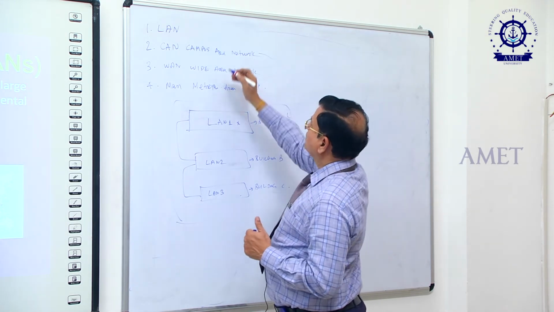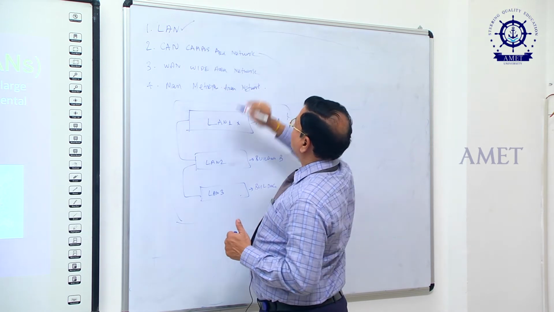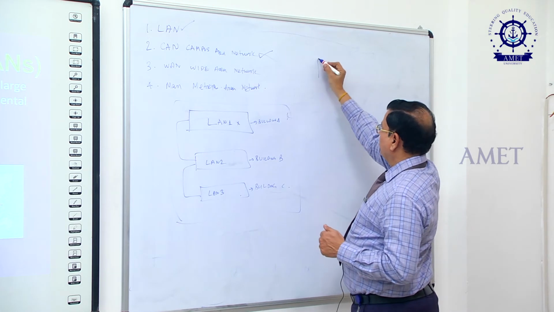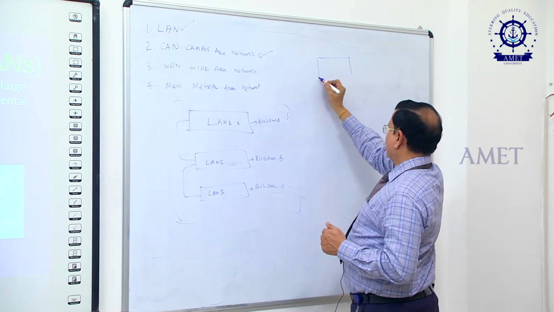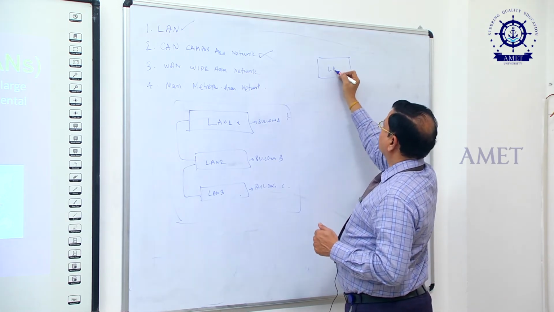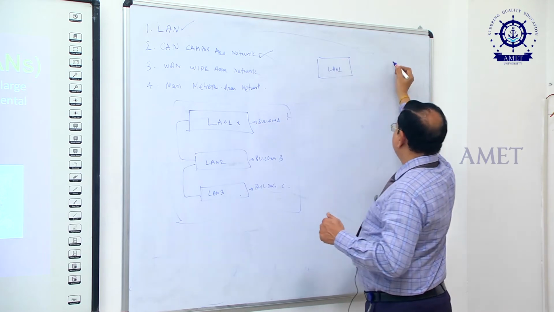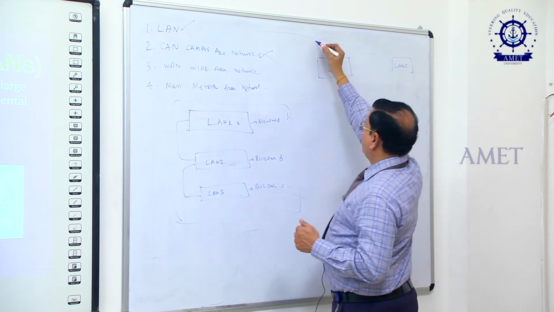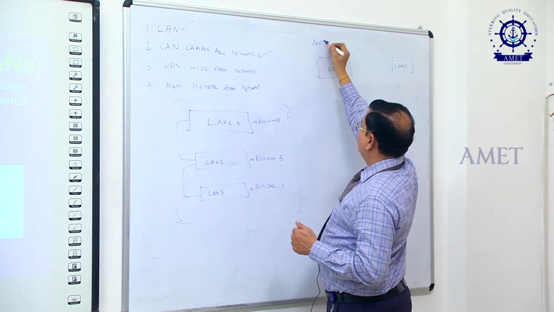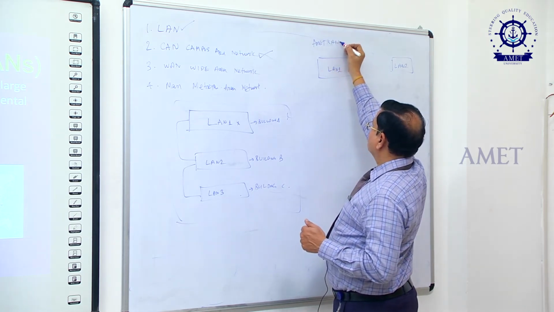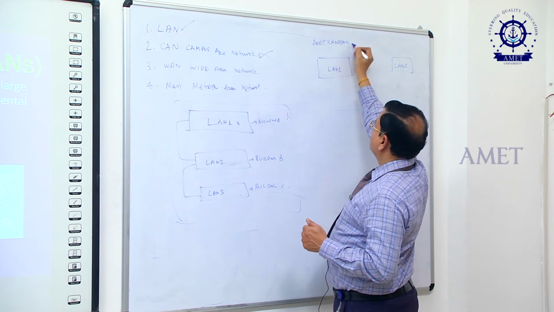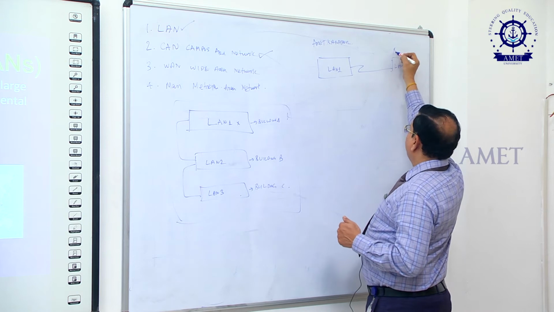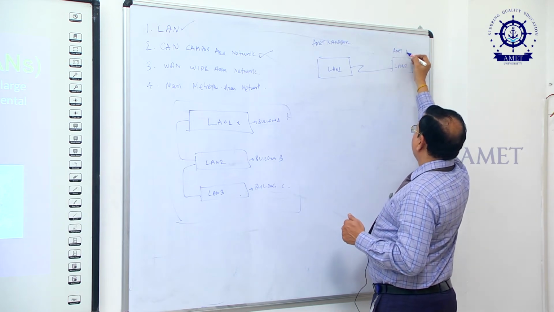So, now we have seen what is a LAN, and we have seen what is a CAN. Now, we will see what is a MAN. For example, this is LAN 1 and this is LAN 2. LAN 1 we call Amet Kanathur University, and this is connected to Amet Anna Nagar.